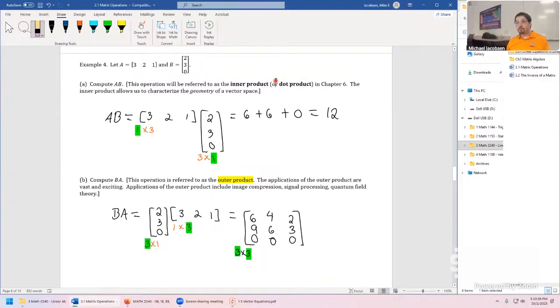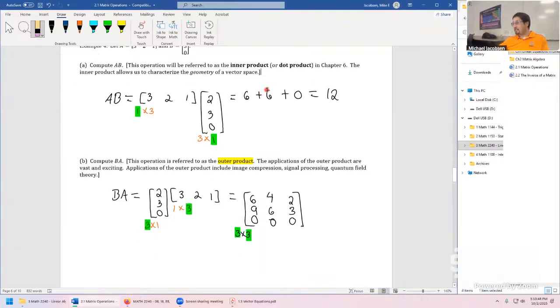Well, any questions, folks, with those kind of unusual multiplications? Okay, there'll be a couple of these to practice with as well in the homework.